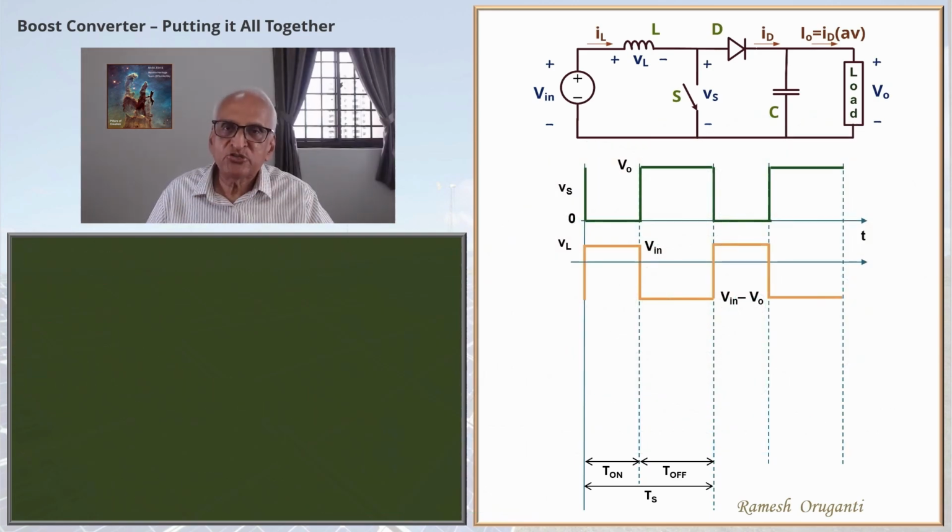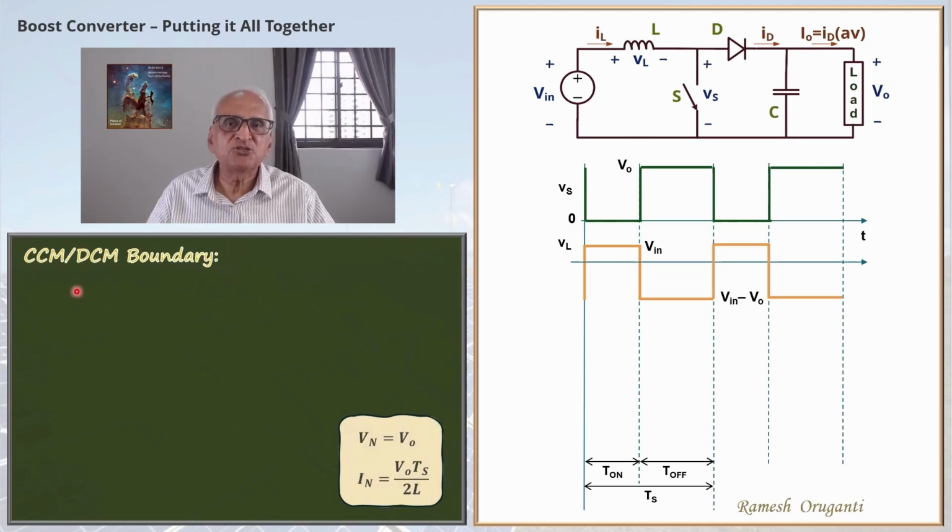Now as we reduce the load current, at some value of the load, the converter will operate at the boundary between CCM and DCM. Under that condition also, the switch voltage will remain the same as in the CCM case. When the switch is on, the switch conducts, the switch voltage is 0. When the switch is off, the diode conducts and the switch voltage will be equal to the output voltage Vo. Likewise, the inductor voltage will toggle between Vin and Vin minus Vo.